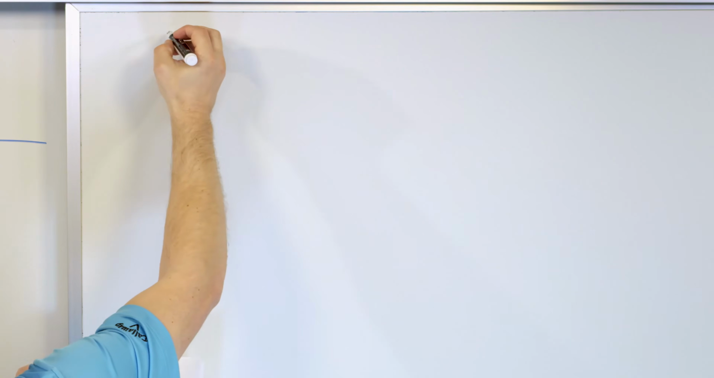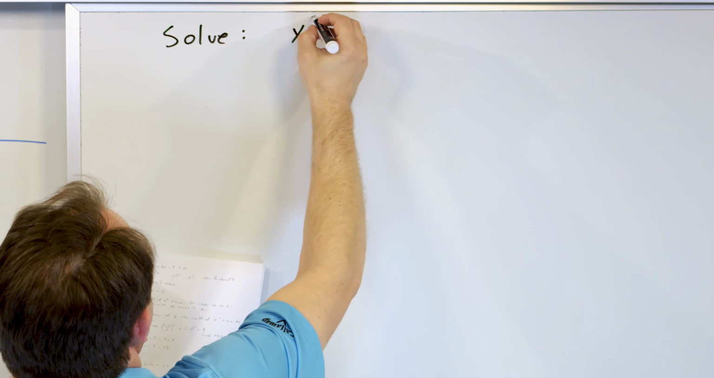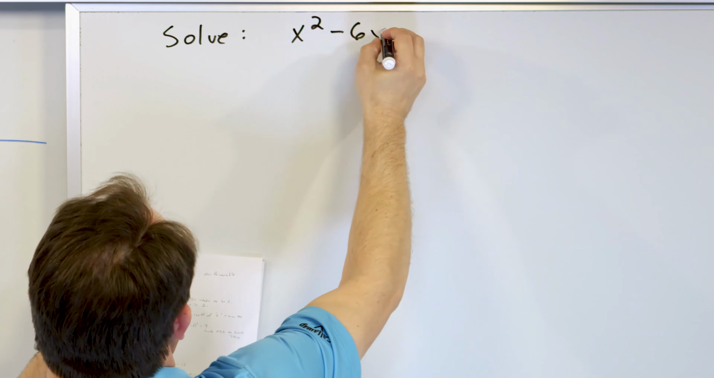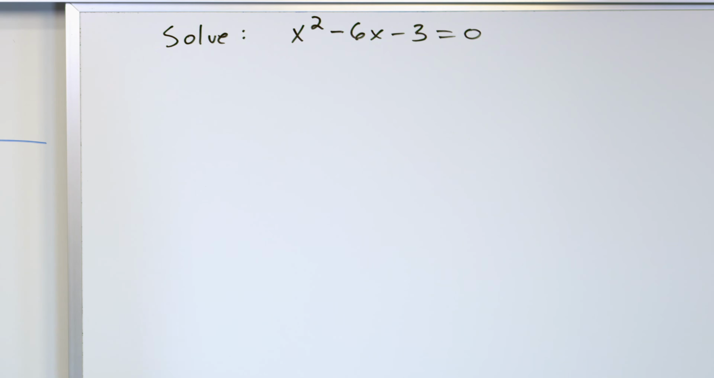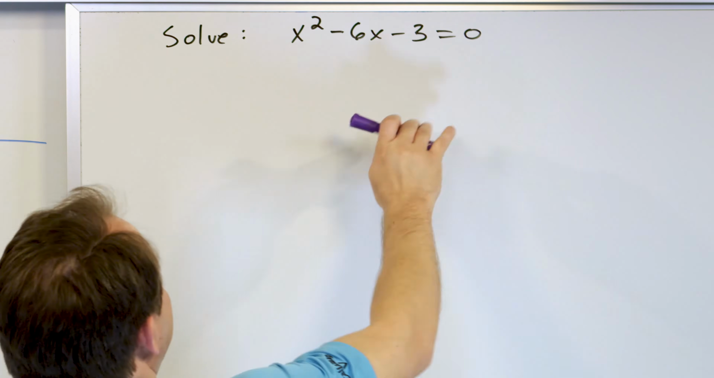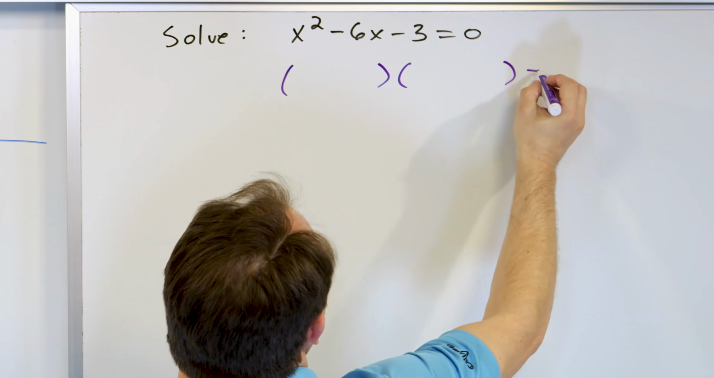So what we want to do is solve this equation, which is not factorable. Let's say it's x squared minus 6x minus 3, and that's equal to 0. Well, the very first thing you want to try to do anytime you're given one of these out of the blue is try to factor it. Always try that first.